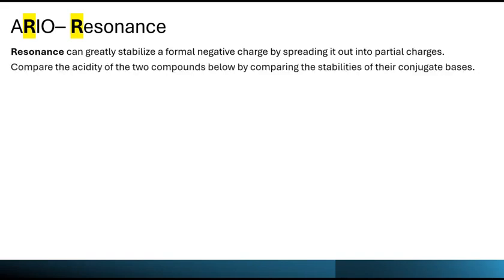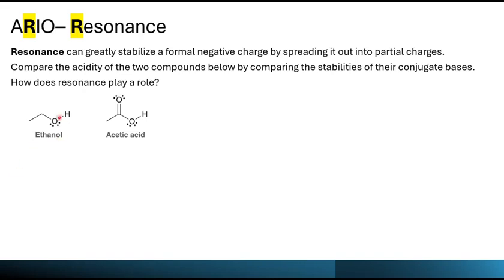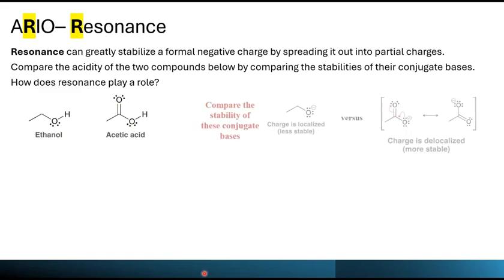Compare the acidity of the two compounds below by comparing the stabilities of their conjugate bases. We have ethanol and we have acetic acid. Let's remove H plus and consider what the conjugate bases look like. If we have conjugate bases, we're going to see a very localized negative charge on the O here, but here resonance structures can help spread out that negative charge. We're comparing the stabilities then of these conjugate bases.